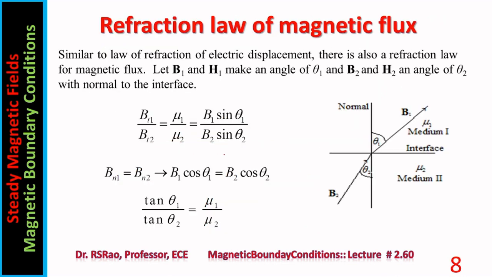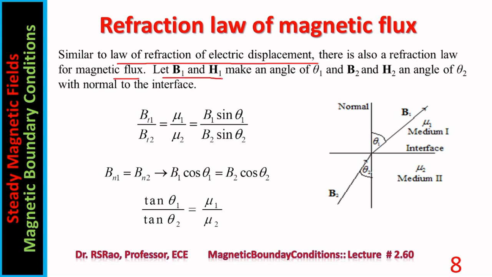There is a law called the refraction law of magnetic flux. Normally refraction is associated with light or waves. Here there is no light, no wave. We are in static fields. Still the law which I am going to introduce is called refraction law. The reason is that, form-wise, it appears similar to Snell's law of refraction. That's why it is called refraction law. It involves magnetic flux, so it is called the refraction law of magnetic flux. Similar to the law of refraction of electric displacement, there is also a refraction law for magnetic flux.